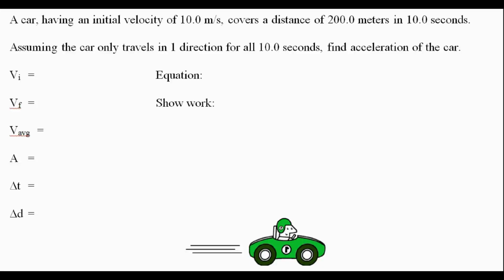Here we have a basic kinematics problem. A car having an initial velocity of 10 meters per second covers a distance of 200 meters in 10 seconds. Assuming the car only travels in one direction for all 10 seconds, find the acceleration of the car.